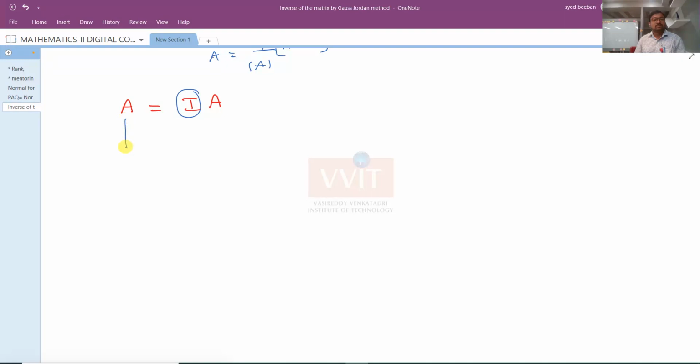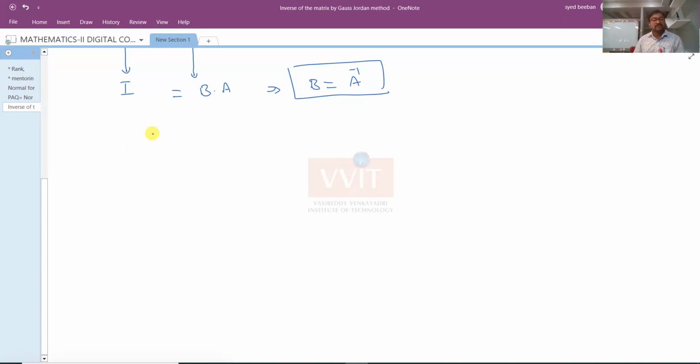Now, if the product of these two matrices becomes I, then this will become another matrix B into A. Means when the product becomes I, this B is known as the inverse of A. This method is pretty comfortable, whatever the bigger order it might be.